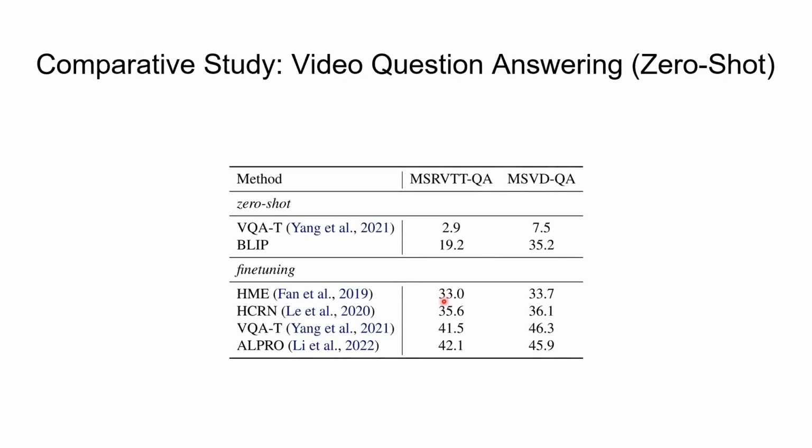And the final one that we'll be going over is the video question answering with zero shot and fine tuning. This one's kind of interesting because you can see that BLIP on the MSVD-QA dataset actually performed very admirably, actually better than HME with fine tuning. But on the other dataset, it did not perform as well when compared to these methods that use fine tuning, but it definitely beat out VQA-T, and the performance gap here is actually fairly distinct, I would say.